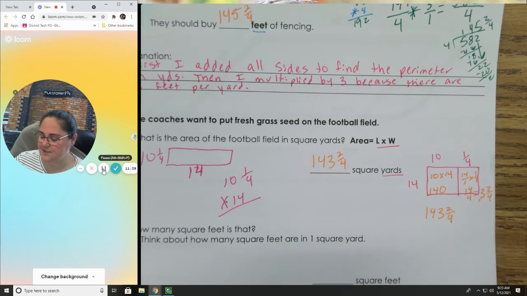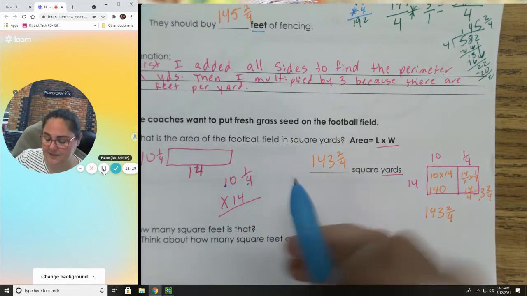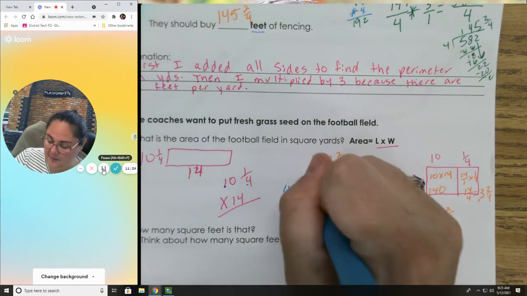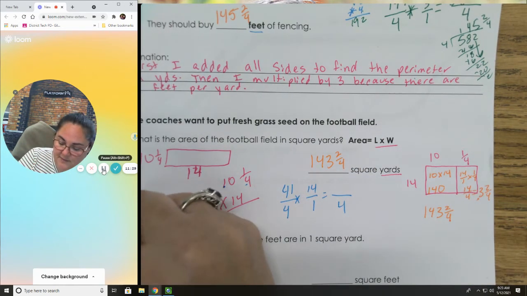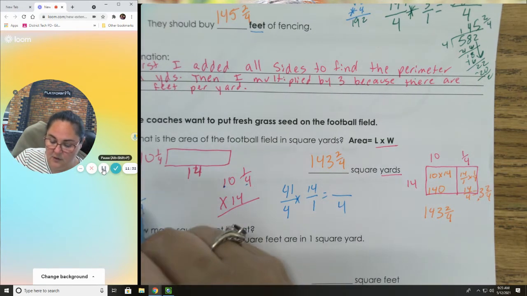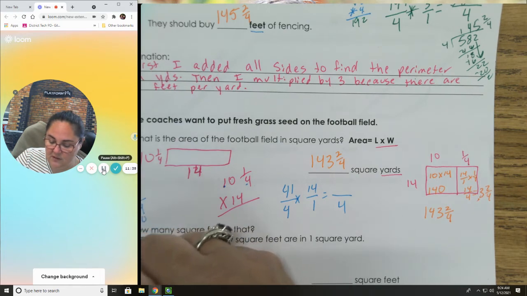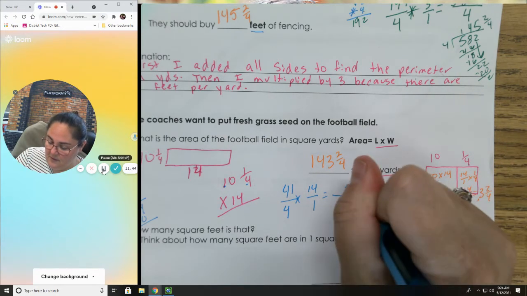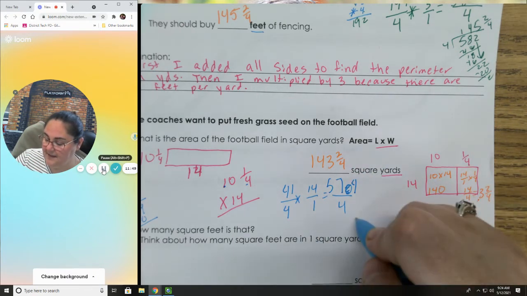Great. Let's do it the other way, for those of you that like that way. I do my renaming, so I'm going to do mad first. So 4 times 10 is 40, plus 1 is 41 over 4 times 14 over 1. Okay, 41 times 14. Let's do it. 4 times 1 is 4. 4 times 4 is 16. X's and O's. 1 times 1 is 1. 1 times 4 is 4. Add them together. I'm sorry, oops. So 574. Then I'm going to divide that.